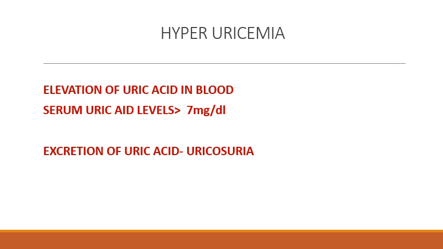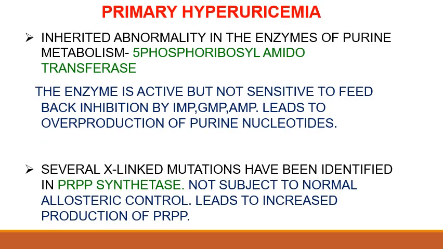Hyperuricemia. Hyperuricemia means the elevation of uric acid in the blood, and the serum uric acid levels will be more than 7 milligram per deciliter. There would also be excretion of uric acid, which is known as uricosuria. Now, what are the primary causes for hyperuricemia?